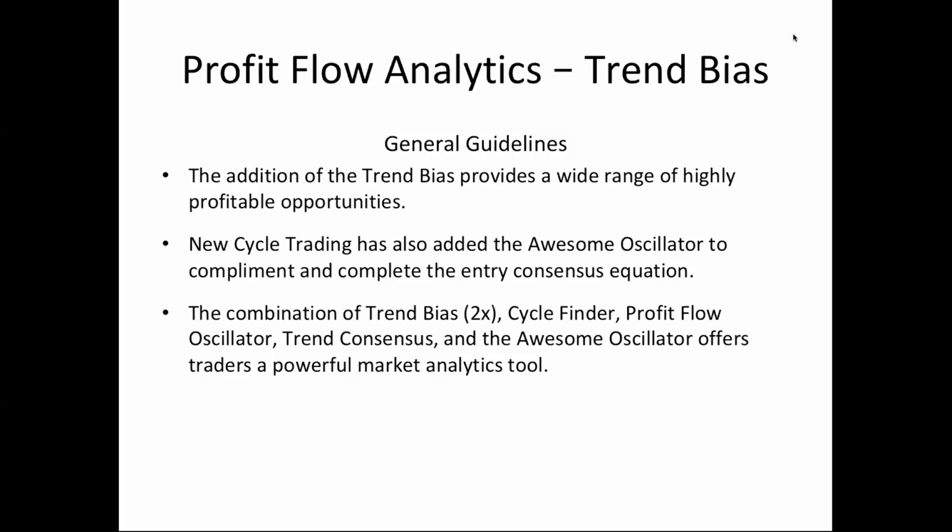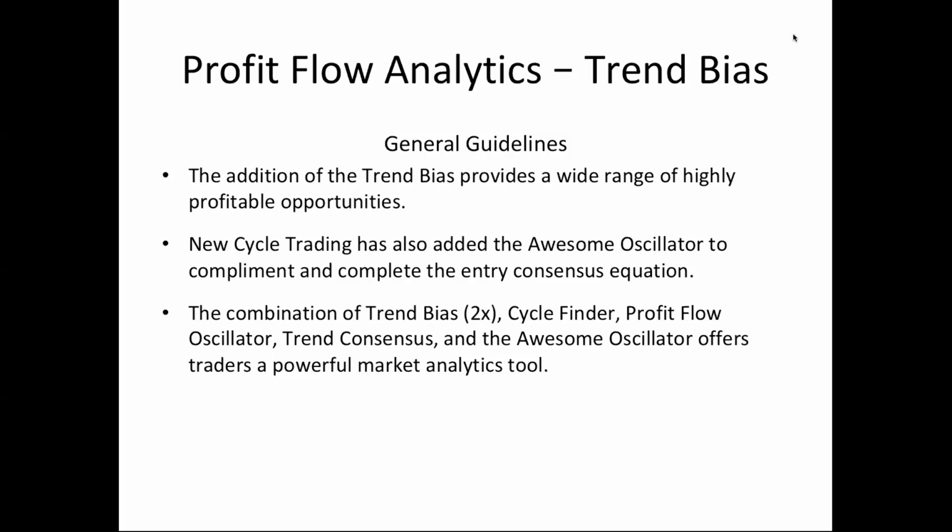So in several discussions we had, the final decision by New Cycle Trading and Analytics was also to add back the Awesome Oscillator to the chart in order to complement and complete the entry consensus equation. Now, some of you who have been with New Cycle Trading since the beginning, since we first introduced the Profit Flow Analytics to the Options Moneymaker community, you know that the Awesome Oscillator is a factor in the other indicators. Not all of them, but it is one of many factors that are behind the scenes.